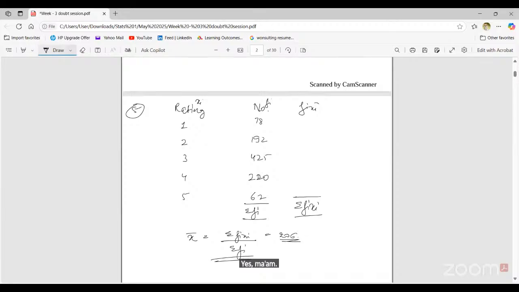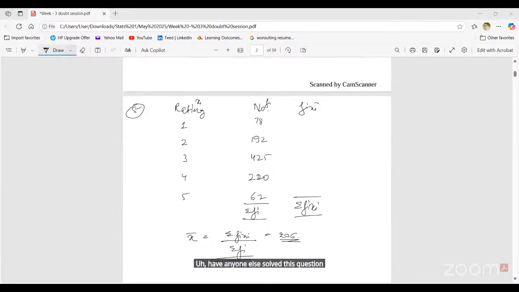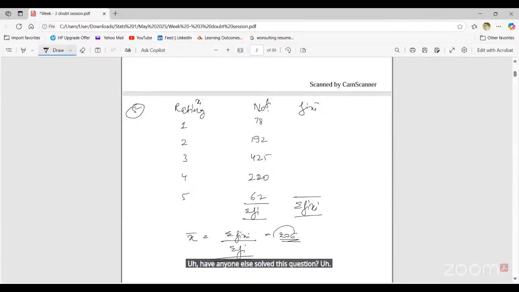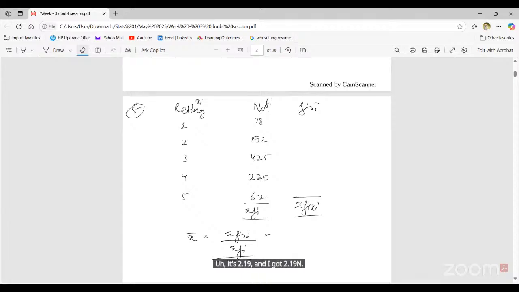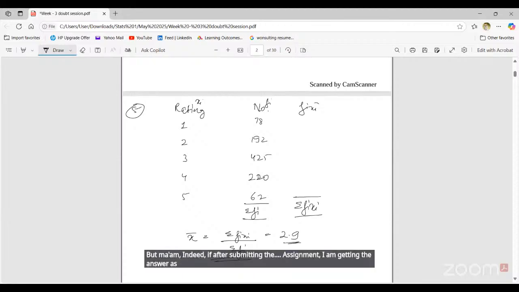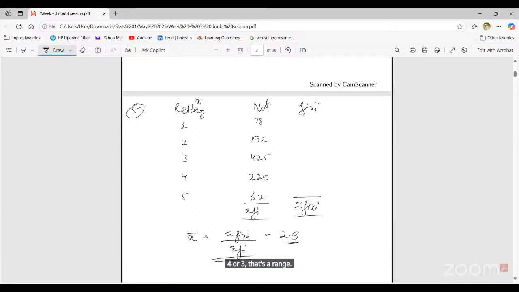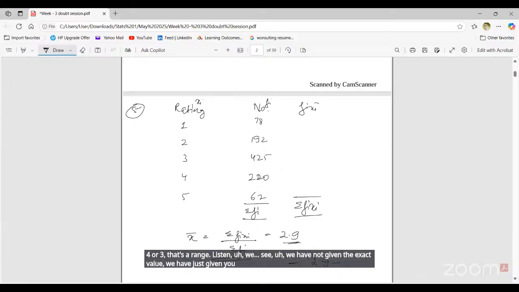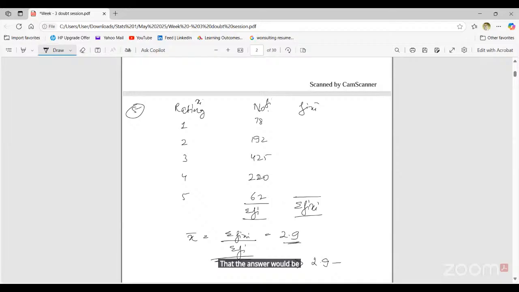Has anyone else solved this question? Yes. You're also getting the same thing? It's 2.99. I got 2.99. Yeah, so maybe there is some calculation mistake. Can you just check it once again, Dhruv? But ma'am, after submitting the assignment, I am getting the answer as 2.9, 3. Comma 3, that's a range. Listen, we have not given the exact value. We have just given you the value that the answer would be in the range between 2.9 to 3.